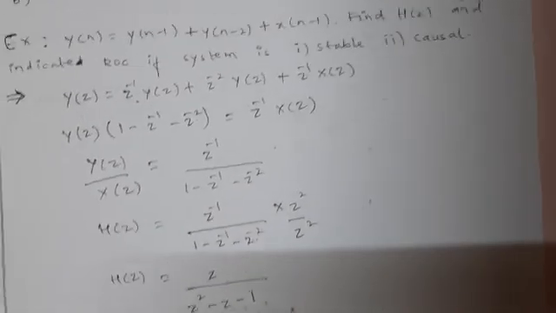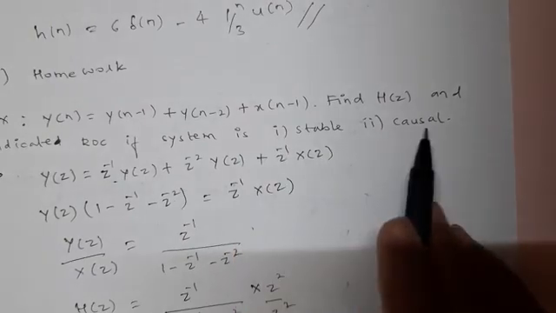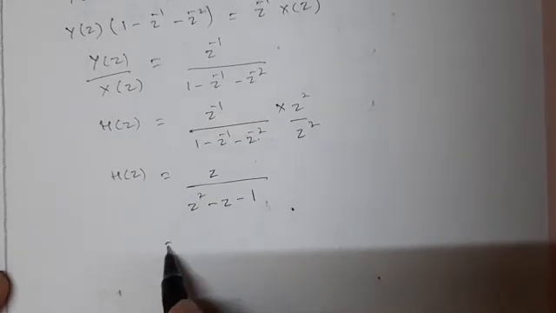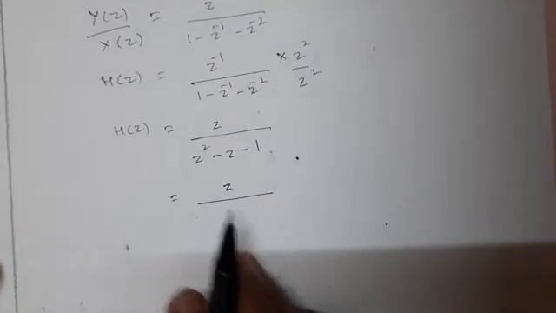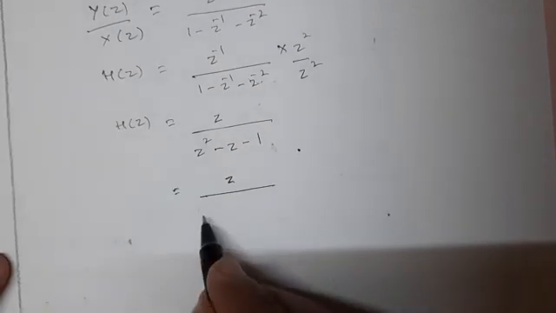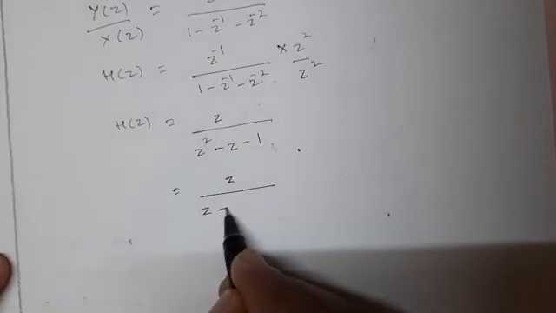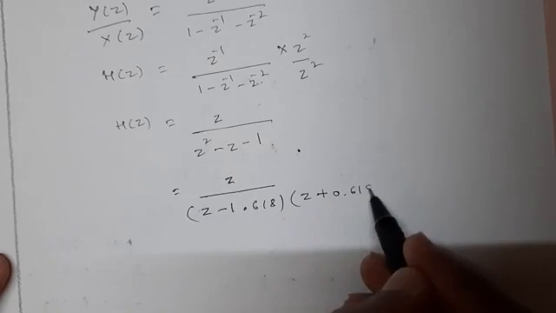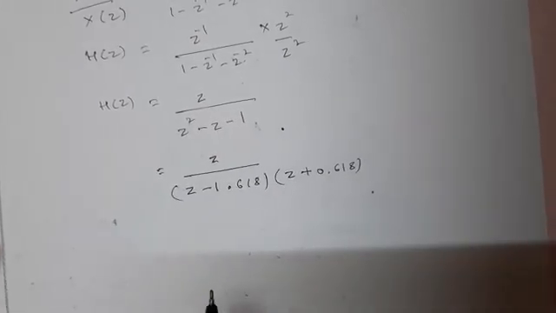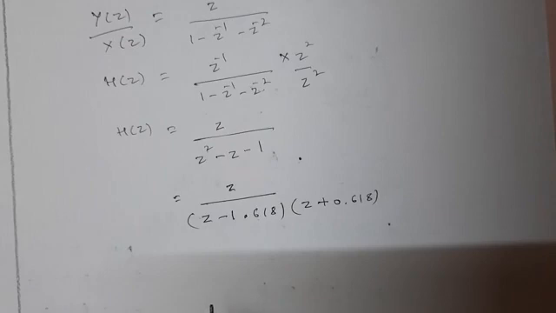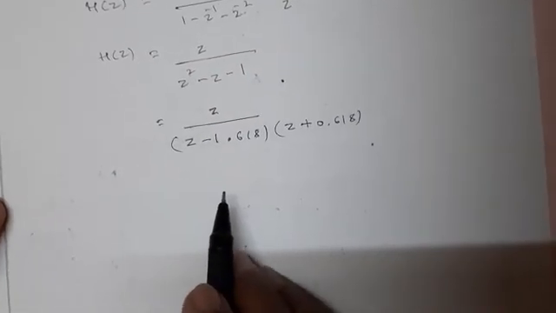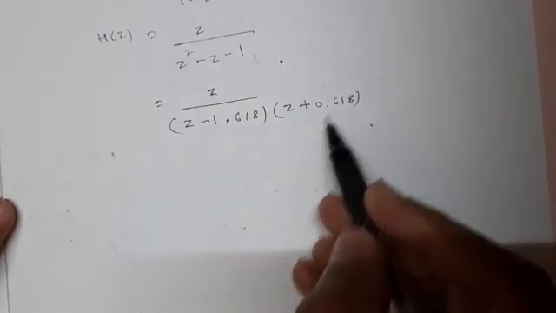Now, along with that, they are told to indicate the ROC if the system is stable and causal. You know that if you want to know whether the system is stable or causal, you should know the poles of this function. By solving this quadratic equation, using minus b plus or minus root of b square minus 4ac by 2a, you get the roots z minus 1.618 and z plus 0.618. So one pole is 1.618, another is minus 0.618.